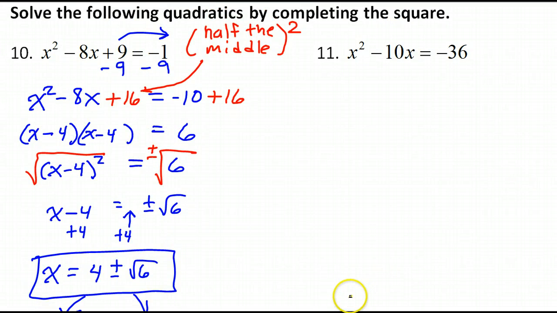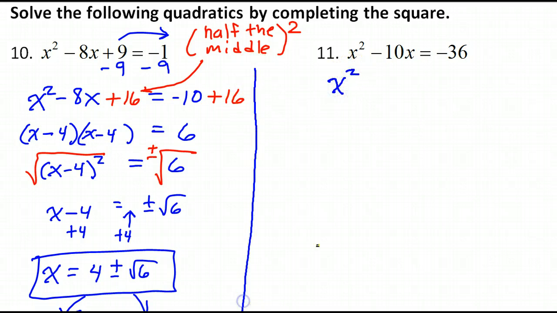Okay, number 11. This one already is left with no third number right here. So I'm just going to rewrite it to create a gap, just a space. So this will be x squared, okay, let me just put a line here, x squared minus 10x, leave a space, equals negative 36.